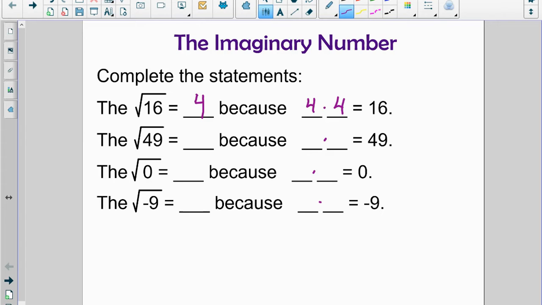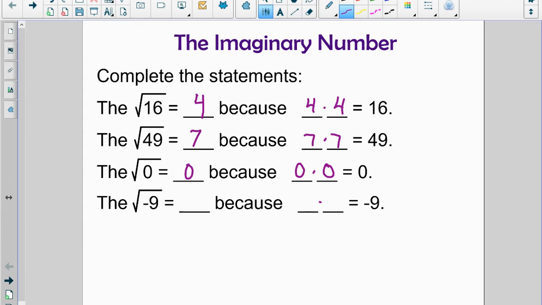So think about the next one. What's the square root of 49 and why? Well, the square root of 49 is 7 because 7 times 7 equals 49. How about the next one? The square root of 0. Well, let's see. The square root of 0 equals 0 because 0 times itself equals 0.